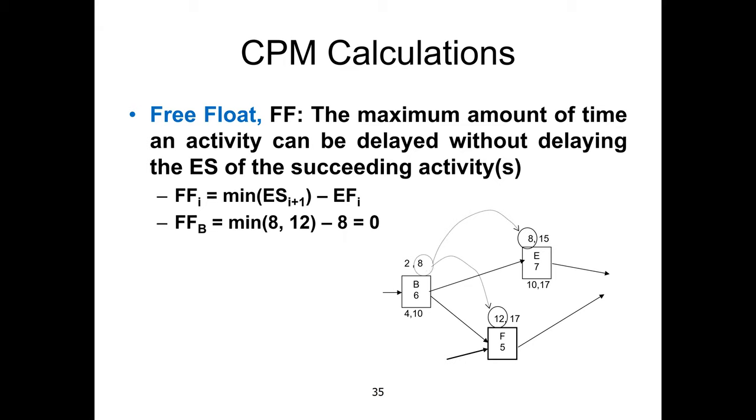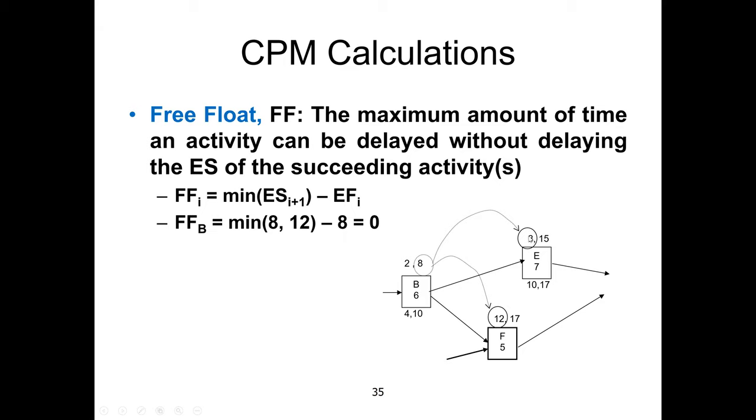But we have to use the minimum. In this example, activity B has duration 6, activity E duration 7, activity F duration 5, and the early starts and early finishes are given. There are two following activities: E is going to start on 8, F is going to start on 12, because it has a link from the other side as well. From 8 and 12 we use the minimum, so it means E will prevail.